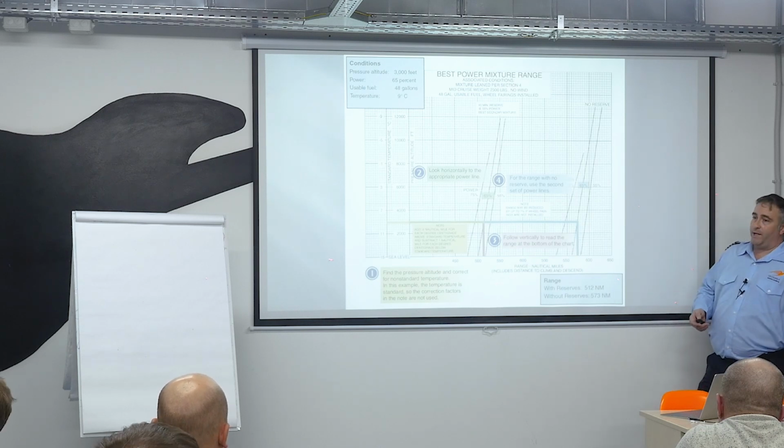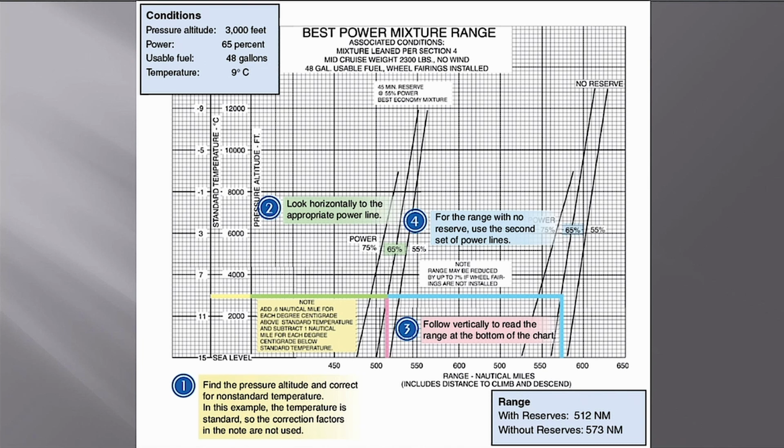Best power and mixture range. Coming back to this, we've got pressure altitude corrected for non-standard temperature. So sea level, and then here's my temperatures. I look horizontally to the appropriate power line, 75, 65, or 55% power. If I'm flying a long way over water, I might want to take a little bit more of a modest approach. As long as I have plenty of fuel, maybe 65% power. If I want to stay in the air for a long time, maybe I get 55. So whatever your desired performance requirements are, and then you come down to the bottom to find your range.